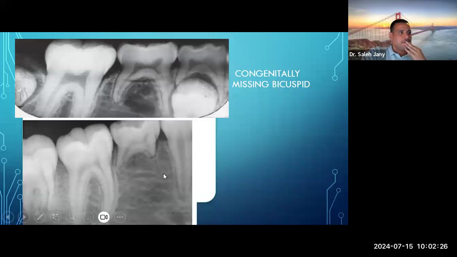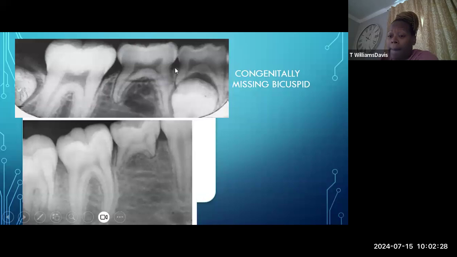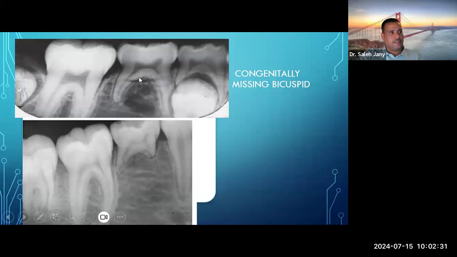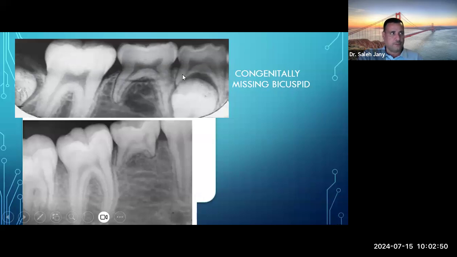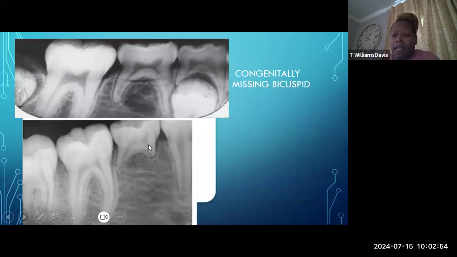You're saying the roots? Here, the child didn't have the second premolar, so the baby molar stays there. Can you see this? This is a baby molar, and this is an adult molar. Look at this one: there's a premolar here that pushed the first molar away and makes the root resorb. So if they don't have it, the baby molar stays there forever.